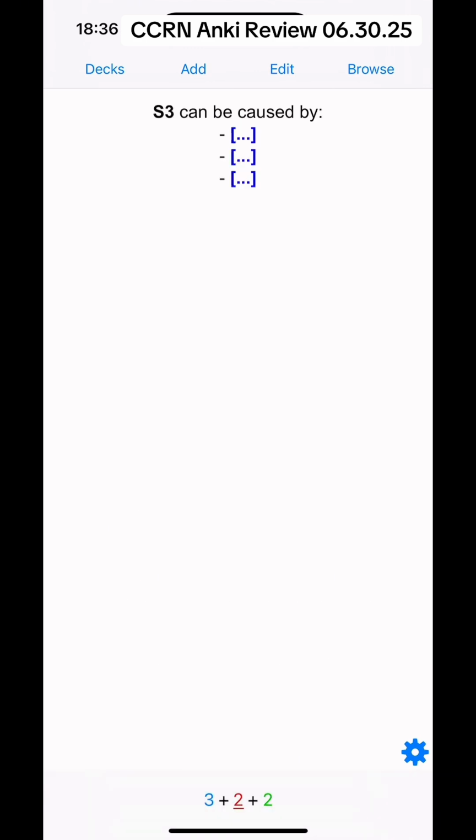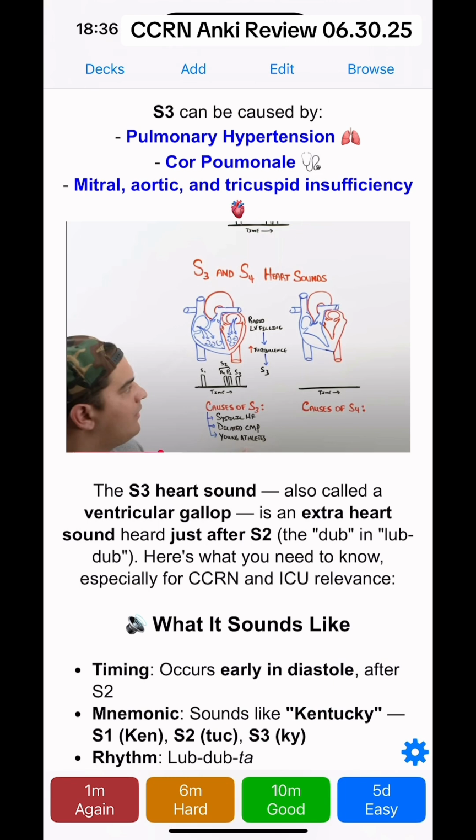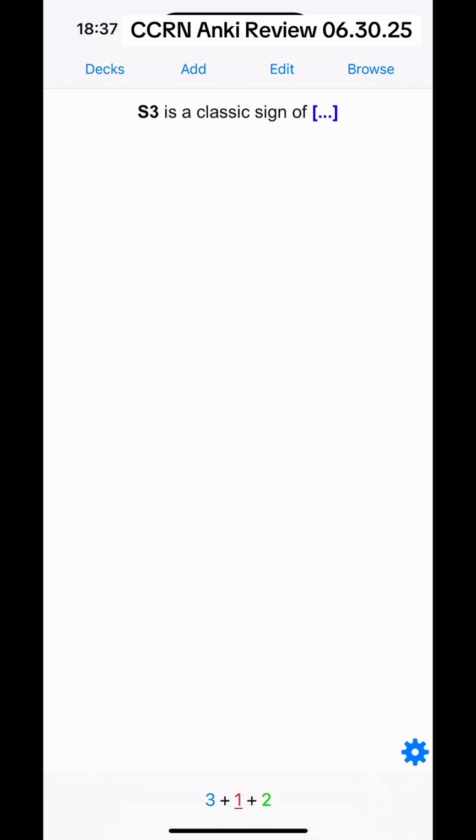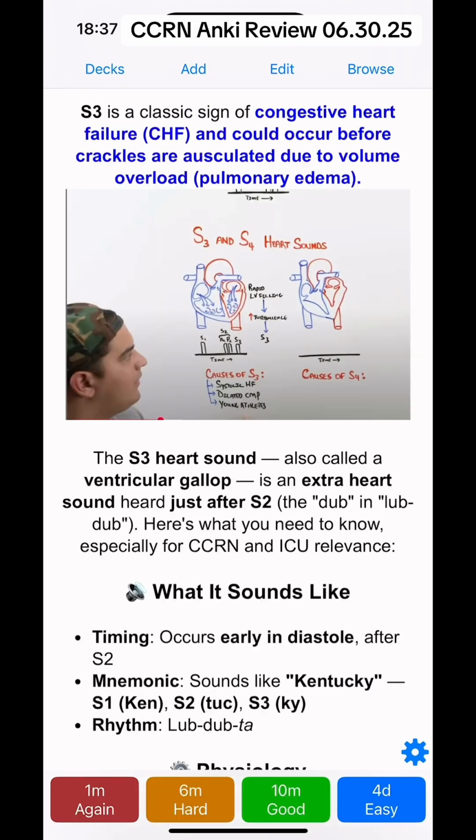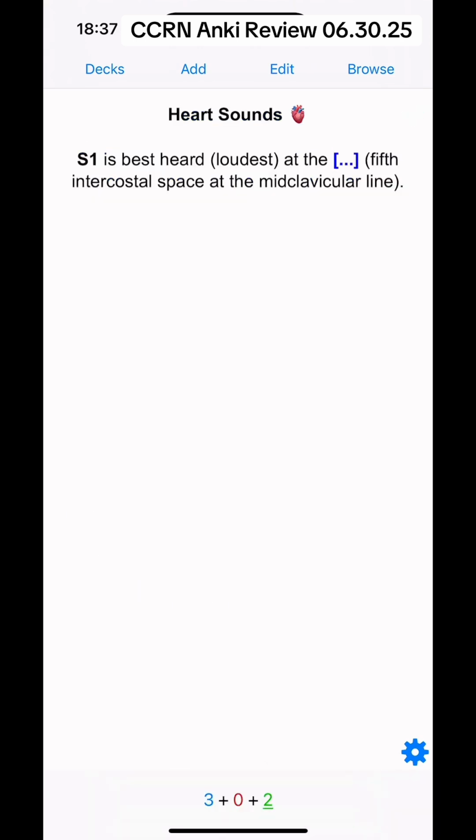S3 can be caused by pulmonary hypertension, what is that thing I can't pronounce? I need to look more into that. And then aortic, mitral, pulmonic, and tricuspid insufficiency. Okay. S3 is a classic sign of CHF. The crackles are going to be auscultated before the pulmonary edema hits, maybe.